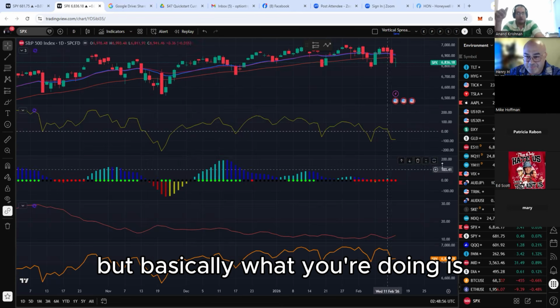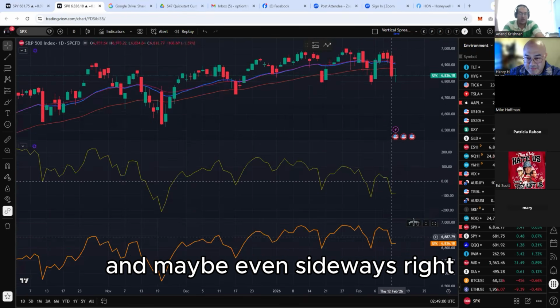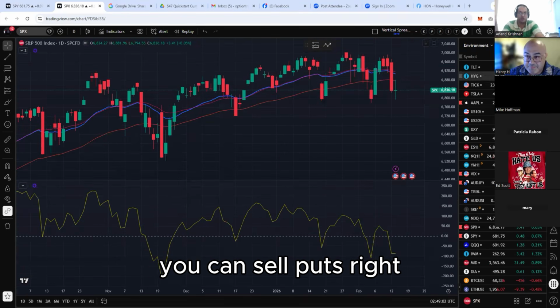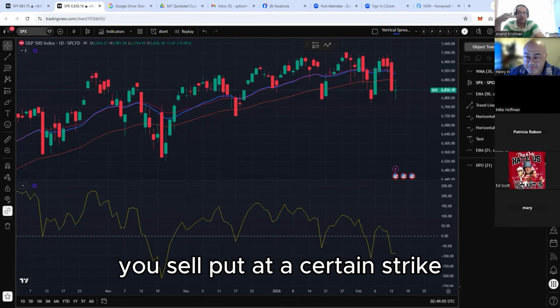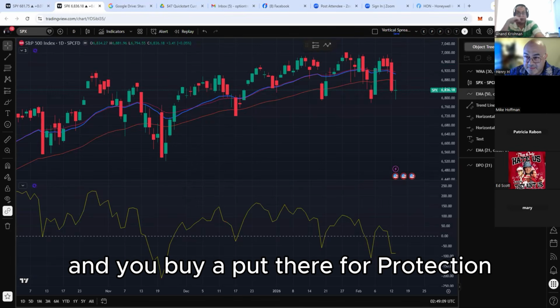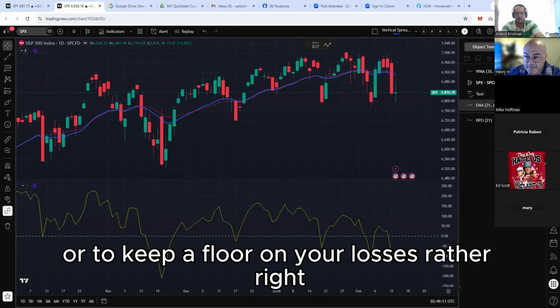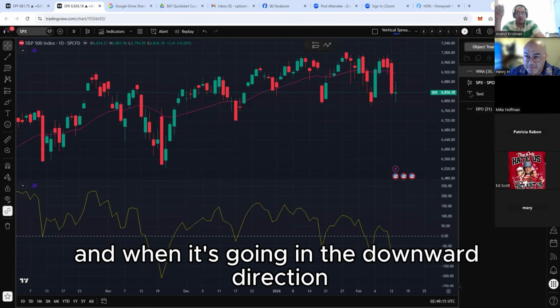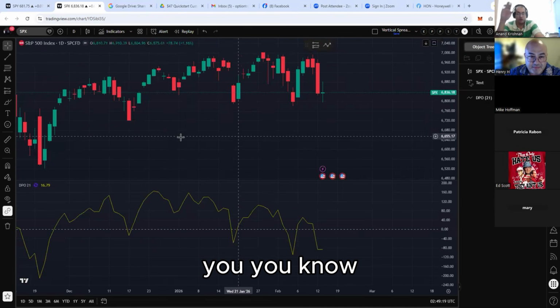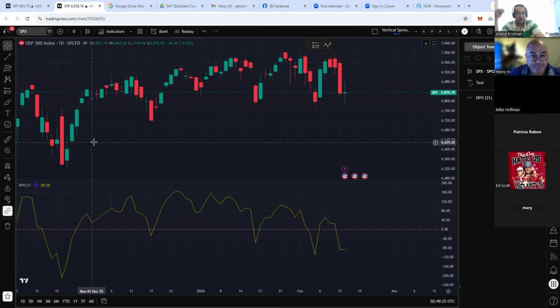But basically, when the market is in an uptrend and maybe even sideways, you can sell puts. You sell a put at a certain strike, then you go a few strikes down and buy a put there for protection, to keep a floor on your losses. And when it's going in the downward direction, you sell a call at a certain strike, go a few strikes above, and buy a call there, again to keep the floor on the losses.